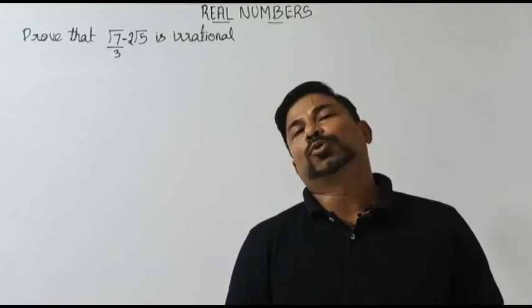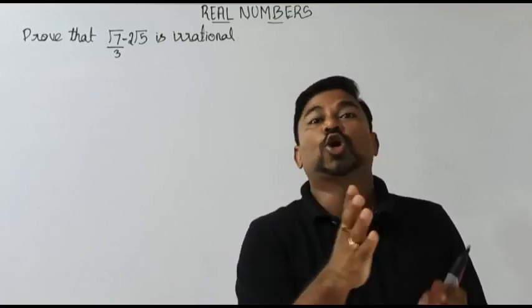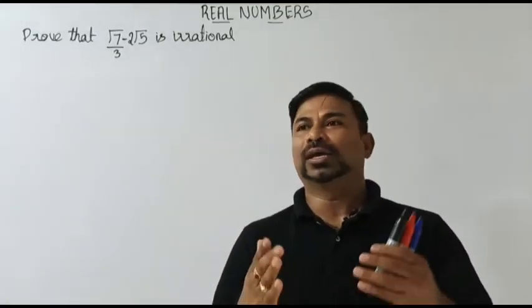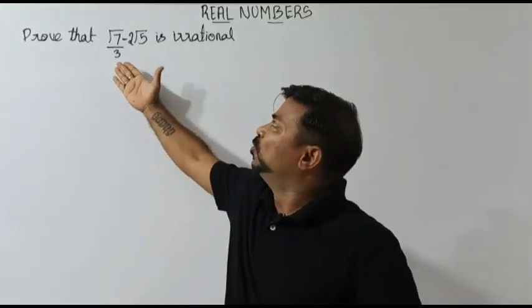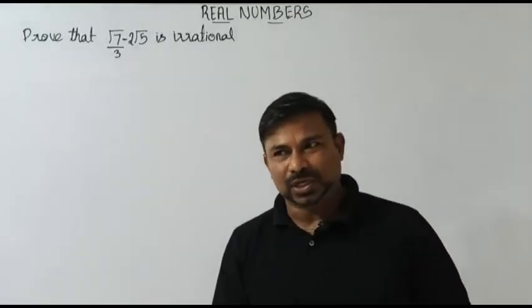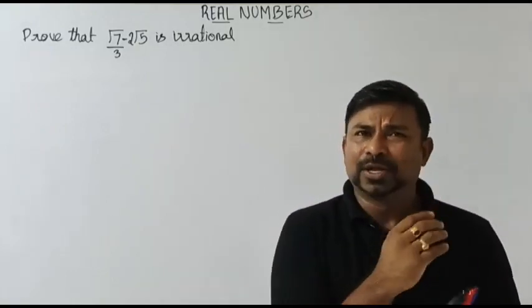In this video, I am going to explain the contradiction method from the real numbers chapter. To prove by this method, I have chosen a sum: prove that root 7 by 3 minus 2 root 5 is irrational. Before dealing with the sum, let me tell you the meaning of the contradiction method.